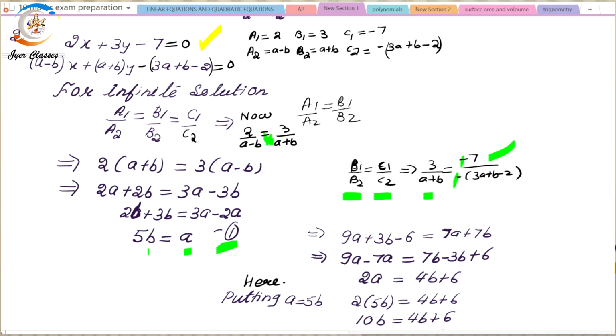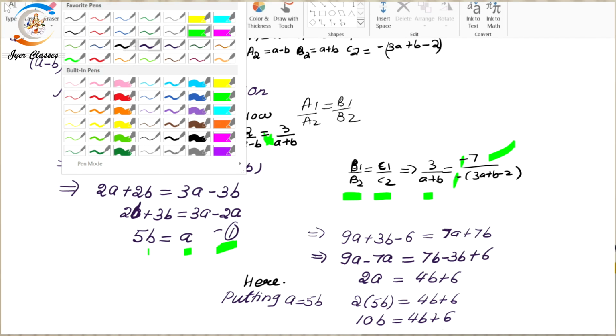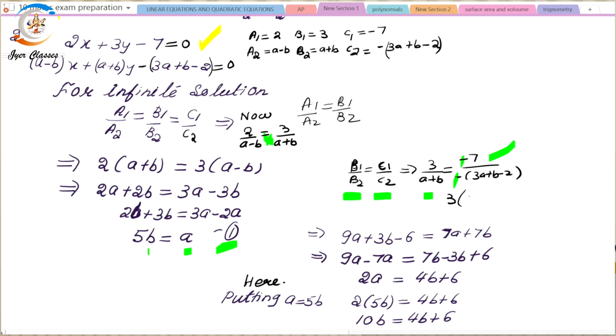क्रॉस मल्टीप्लाई करेंगे तो क्या मिलेगा यहाँ पर, देखो 3 into (3a plus b minus 2) and that is equal to 7 times (a plus b). Open the bracket. 3 3s are 9a. 3 into plus b that is equal to 3b. 3 into minus 2 which is equal to minus 6. 7 times of a plus 7 times of b.